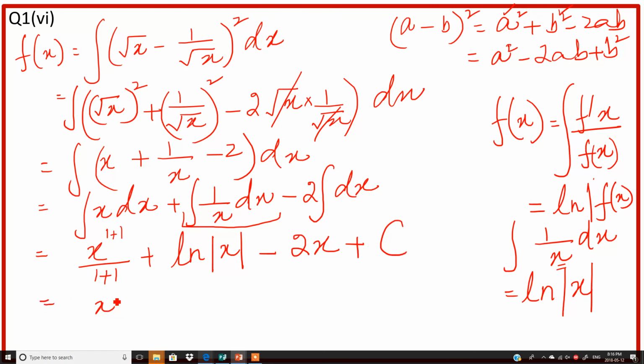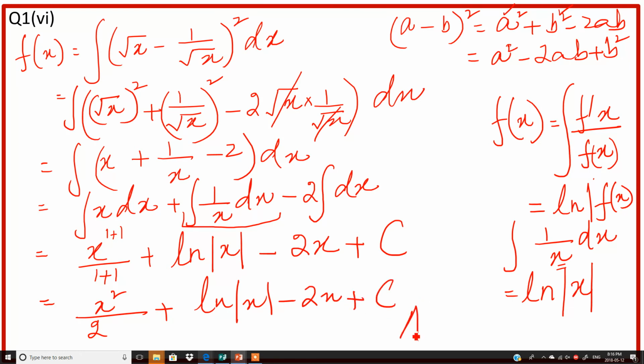Now here we will simplify it. It will be x square divided by 2 plus natural log of x minus 2x plus c, and this is the answer. So simple. First of all, we have to expand the formula.